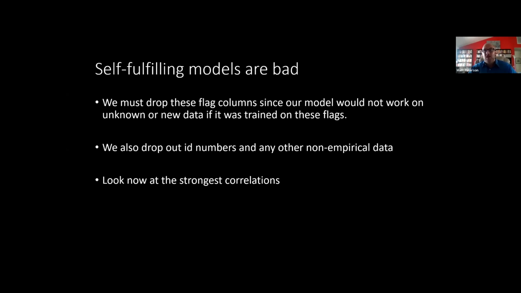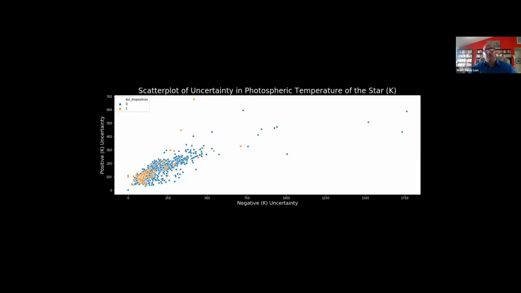We've also dropped other non-empirical data, such as ID numbers. In this case, there wasn't a lot of feature engineering that I wanted to do, because the rest of the data was actually pretty good. So let's go ahead and take a look at the other strong correlations.